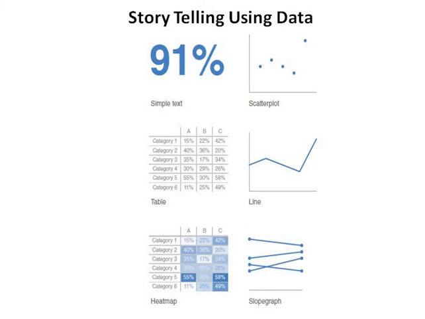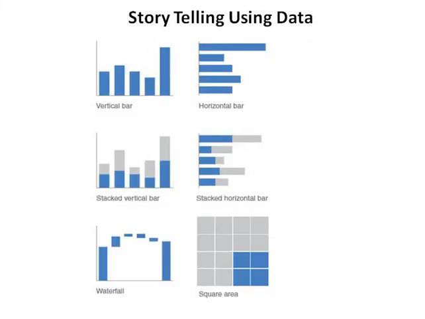For storytelling with data, we can use different types of graphs. We can use simple text somewhere, scatter plot, tables, line, heat maps, slope graphs, right? Different types of graphs or a combination of them, maybe one or more. Similarly, vertical bar, horizontal bar, stacked vertical bar or stacked horizontal bar, waterfall, square areas. We can choose any one. It depends upon the context. What is the context about?